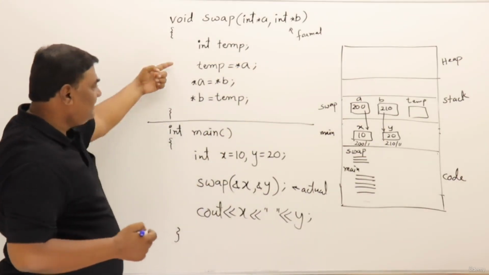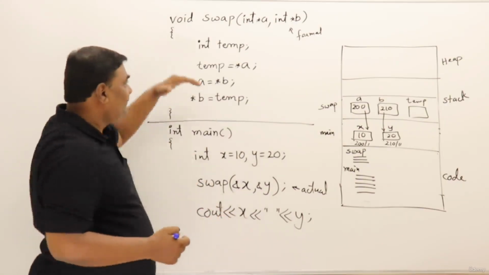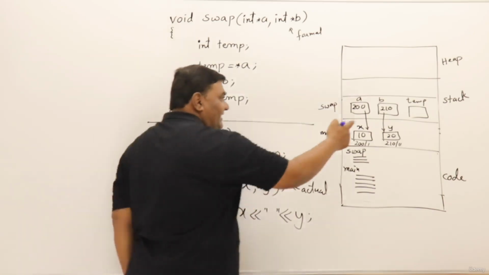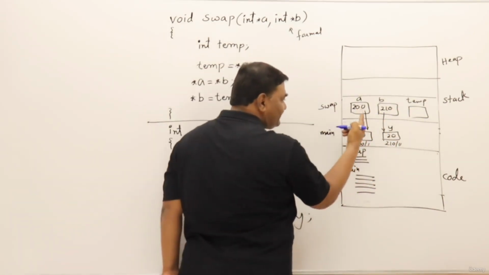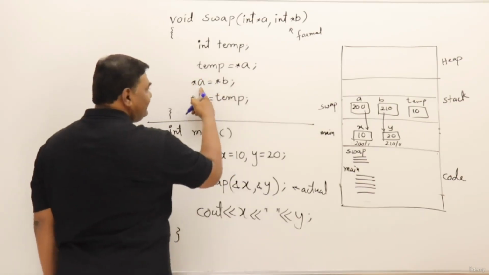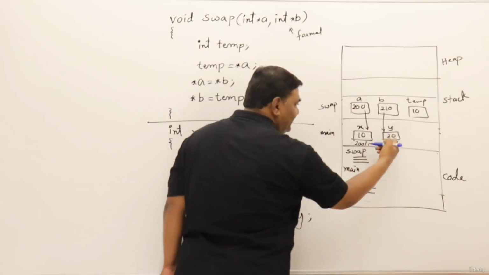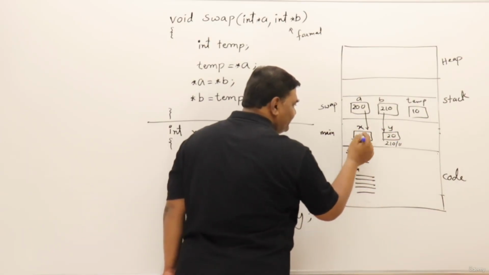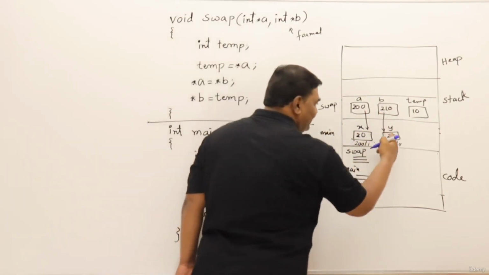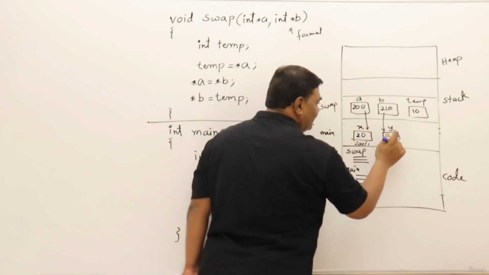Now the function is called. Already we have seen that the activation records are created. Now let us see next what happens. See, the first line is temp assign star A. In temp, star A, which is at 200, the value 10 is copied here. Then star A assigns star B. Star A means asterisk A. Here asterisk B is copied. So that is 20. So this becomes 20. Then star B assigned temp. Asterisk B assigned temp. This is B and this is star B. So temp is copied here.